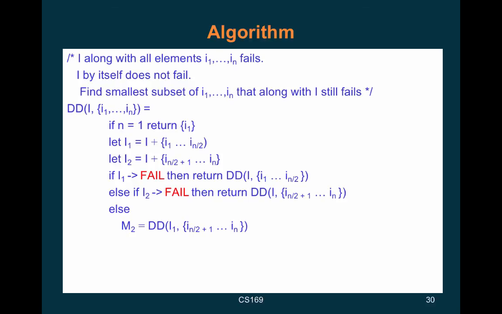Now you need to search inside I1. And you're going to search inside the first half, I1 to IN over 2. And you're going to carry along M2, which you know is what you need from the second half. And M1, the result, is going to be the minimal subset of I1 to IN over 2 that is needed for failure. So all you need to do is then put them together, and you have the minimal subset in I1 to IN.